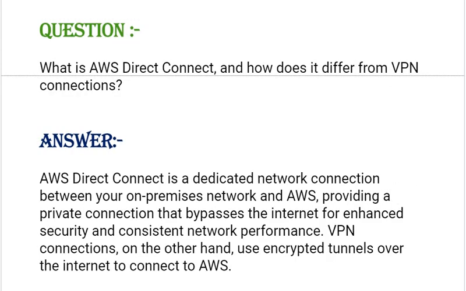Our next interview question is, what is AWS Direct Connect and how does it differ from VPN connections? Your answer should be: AWS Direct Connect is a dedicated network connection between your on-premises network and AWS, providing a private connection that bypasses the Internet for enhanced security and consistent network performance. VPN connections, on the other hand, use encrypted tunnels over the Internet to connect to AWS.